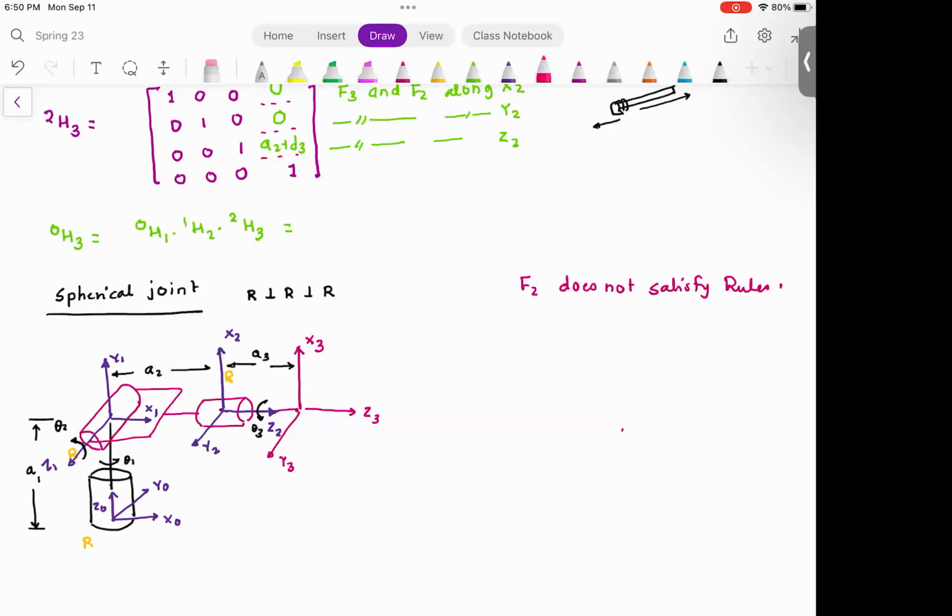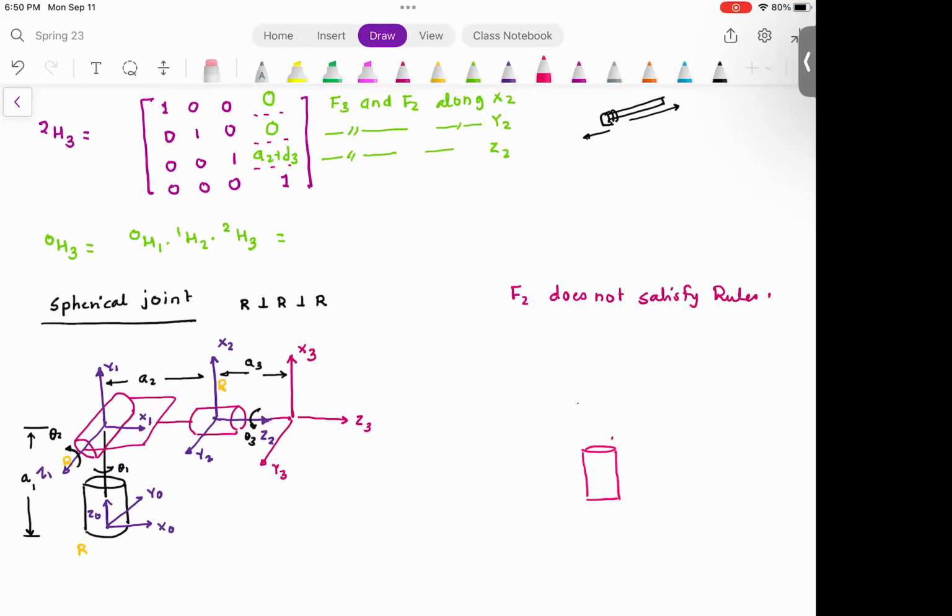If theta 2 is 90 degrees, then what will happen? It's basically, and then I will have something like this.